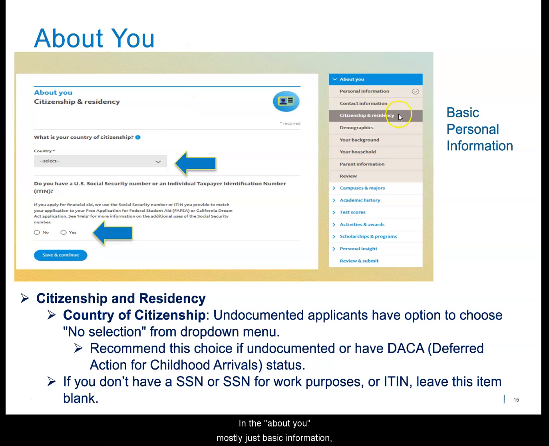In the About You section, mostly it's just basic information. However, I want to point out in the citizenship and residency question, for our undocumented applicants, you have the option to choose no selection from the drop-down menu. They recommend this choice if undocumented or if you have a DACA status. In the Social Security question, if you don't have a Social Security number, a Social Security number for work purposes, or an ITIN, you leave this item blank.